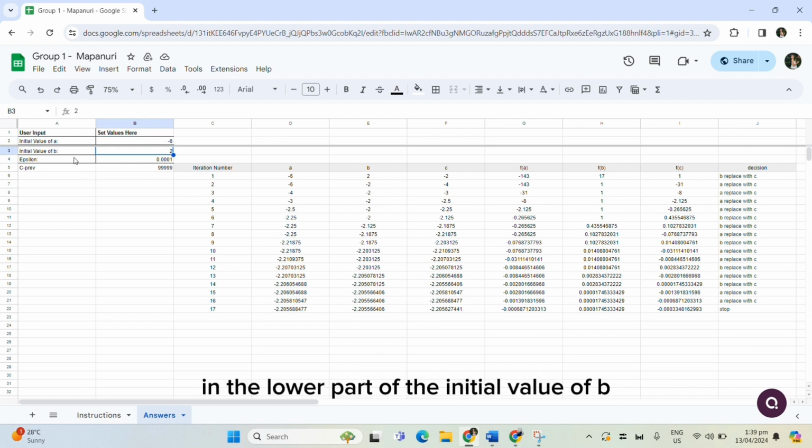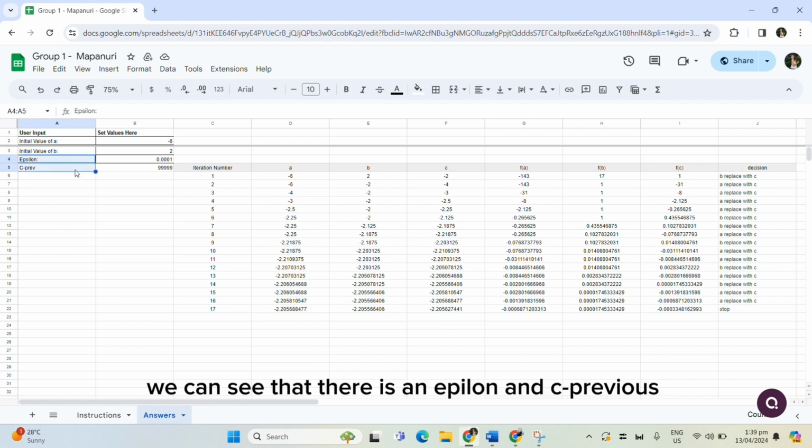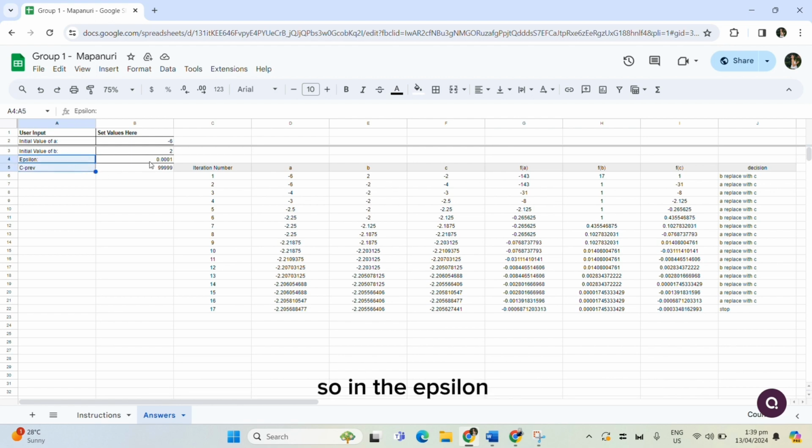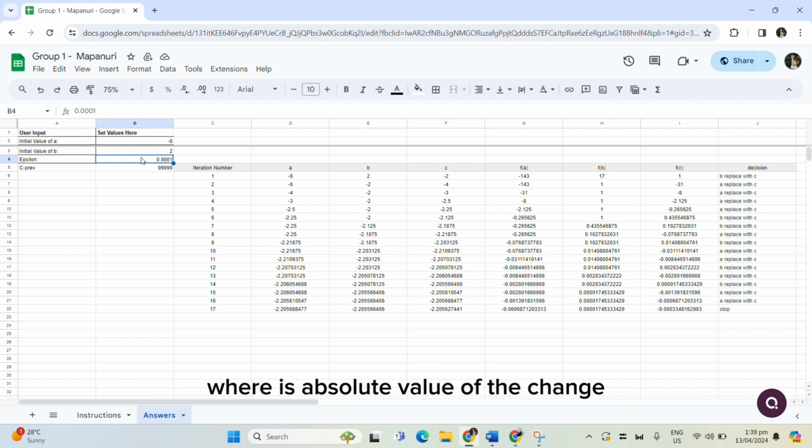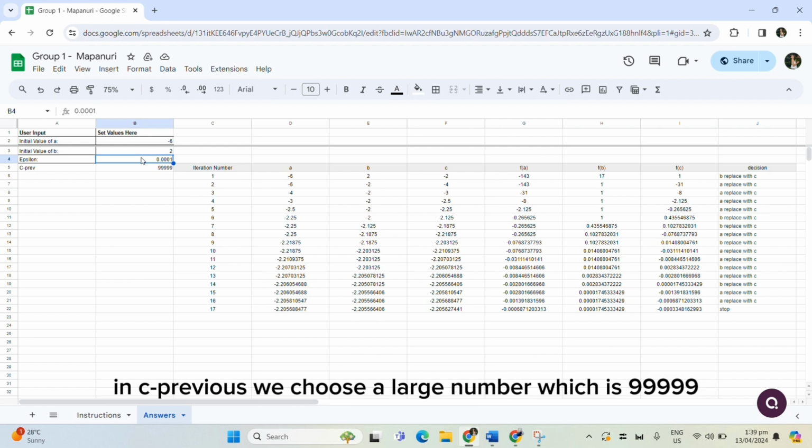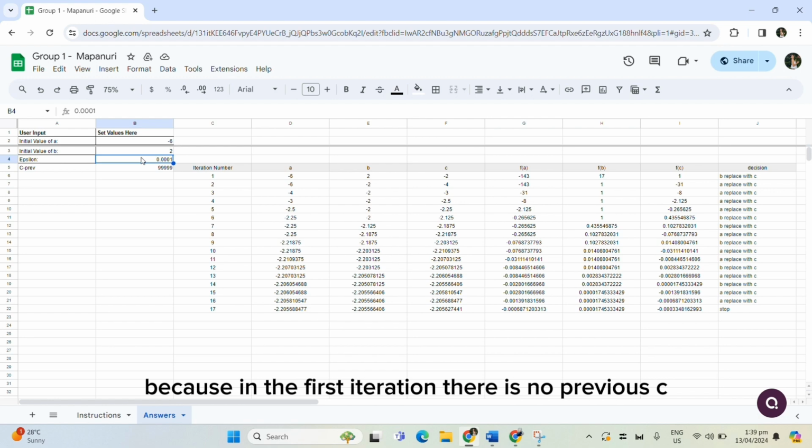In the lower part of the initial value of B, we can see that there is an epsilon and C prep. In the epsilon, we choose a number that is close to 0, which is 0.001. It is the stopping criteria where, if the absolute value of the change in C, which is the current value, minus the previous value is less than or equal to epsilon, the current value of C is accepted as the approximate root. In C prep, we choose a large number, which is 99999, because in the first iteration there is no previous C. So it's there as a dummy variable.